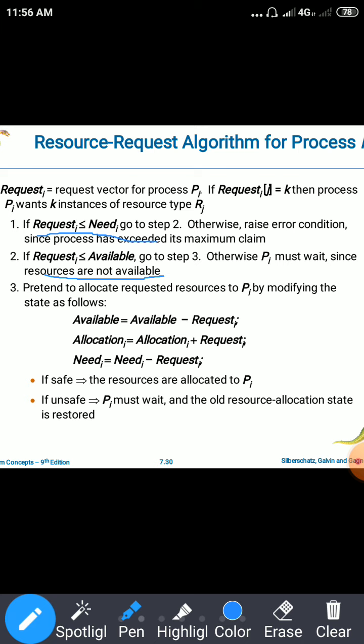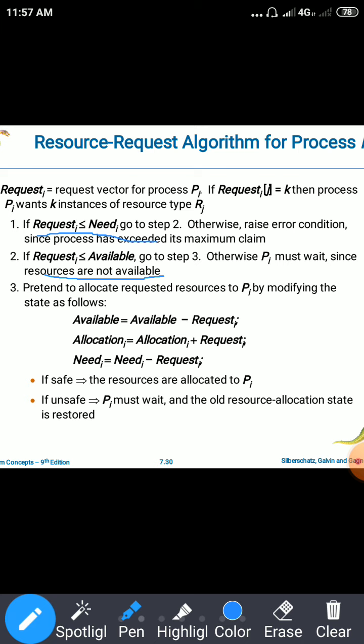In step 2, we'll check whether the request is less than or equal to available. How many are available? 5 are available. Among 5, process PI needs 3. Among 3, 1 is already allocated. Then how many are available? 4 are available. So request is less than available. So it requests 1, but how many are available? 4 are available. So that condition is also true.